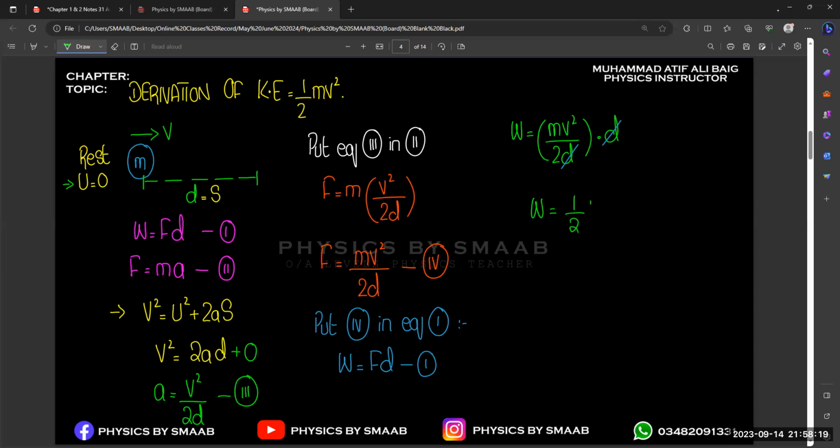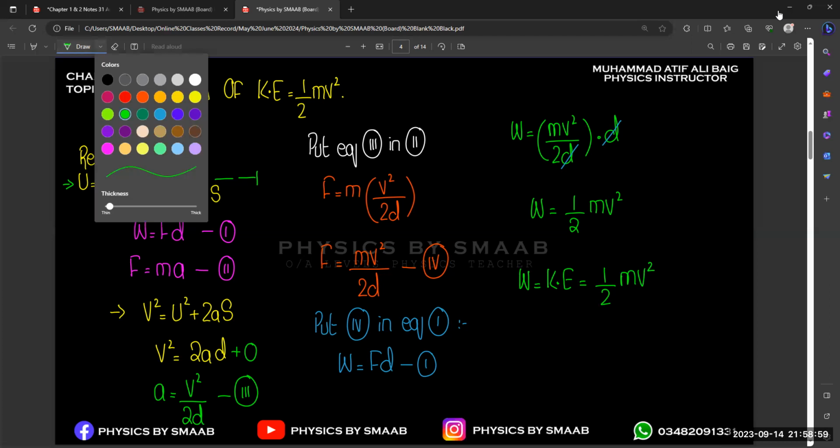If we write the constant value first, then the variables, W is equal to half mv squared. You know that work done or energy is the same here, since the body is moving. The d cancels. So basically, the work done in moving the object will be equal to the energy possessed by the body during the motion. So this is the proof of the equation, right?